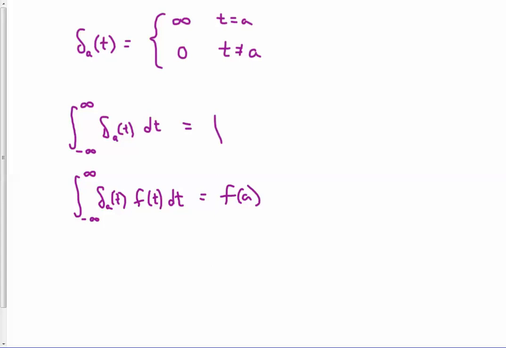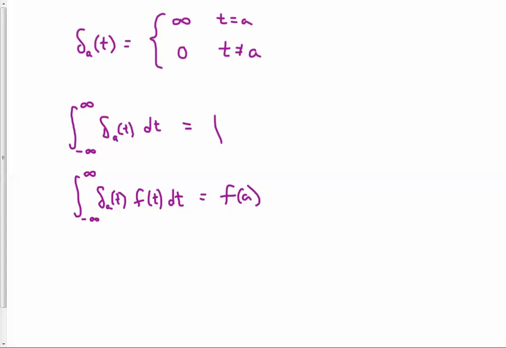And we saw delta as the limit of a bunch of rectangles, all of whose areas were equal to 1, but they were getting skinnier and taller, skinnier and taller. And this is sort of the limiting case of that process. And then this really nice property is that when you integrate a delta function times any other function, f of t, it's just equal to f of a.